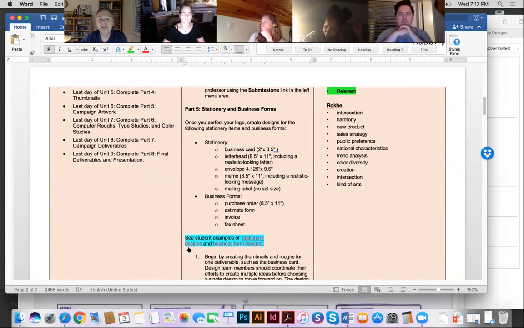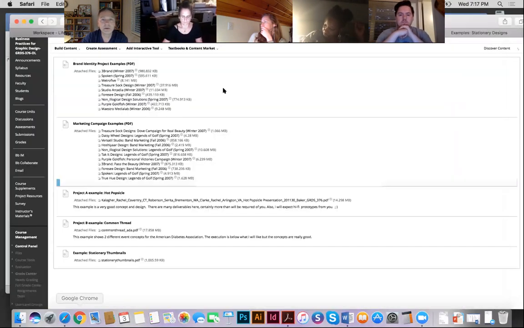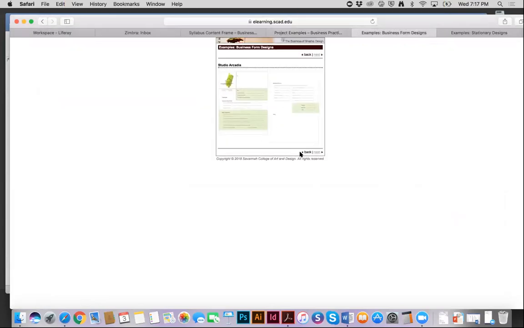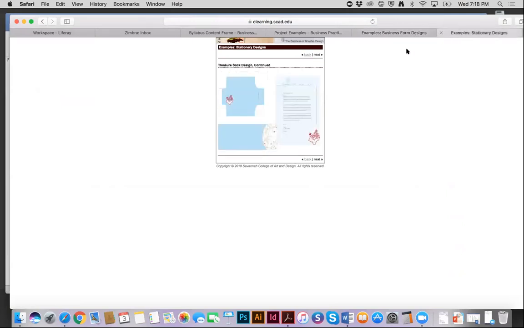I did look at the stationery designs, business form design examples. There is one thing I wanted to say about that, so I'm going to go back over to them. Did you guys look through these at all? All right. So I think these are okay. They're pretty well designed overall. There are a few differences there, and then this one, they're stationery designs.